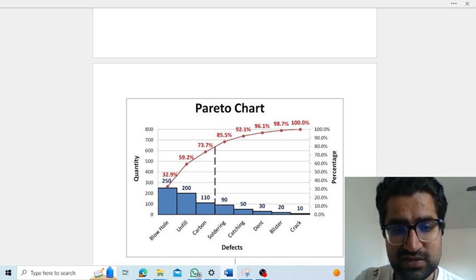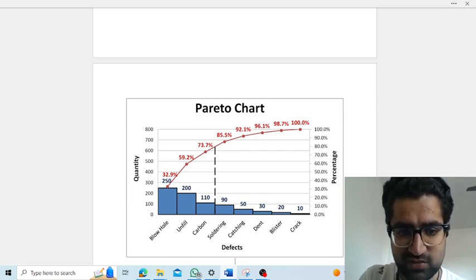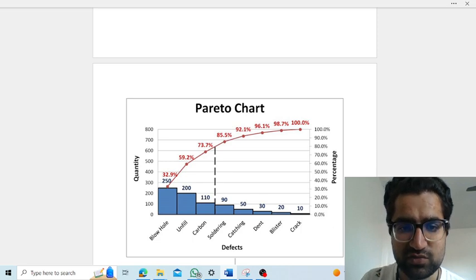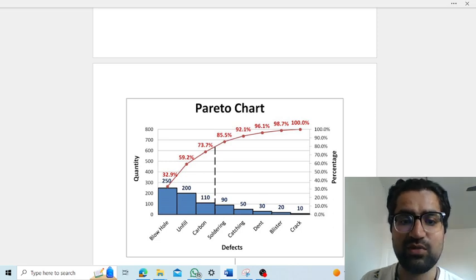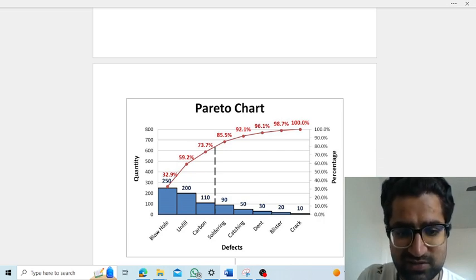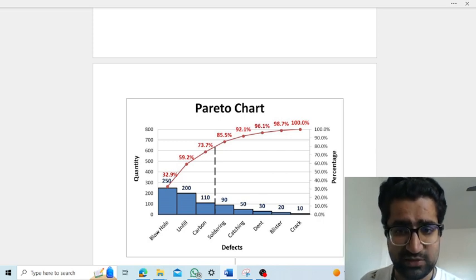If you see this graph, 80% of the problems are the first three bars. This is a bar chart, a histogram. If you solve these first three problems, you would be able to solve 80% of your issues. And if you solve 80% of the issues, you will get more output. I think you guys are getting it. If you solve the first three issues, the 20% of your issues, then you will get more output. These are the top three defects.